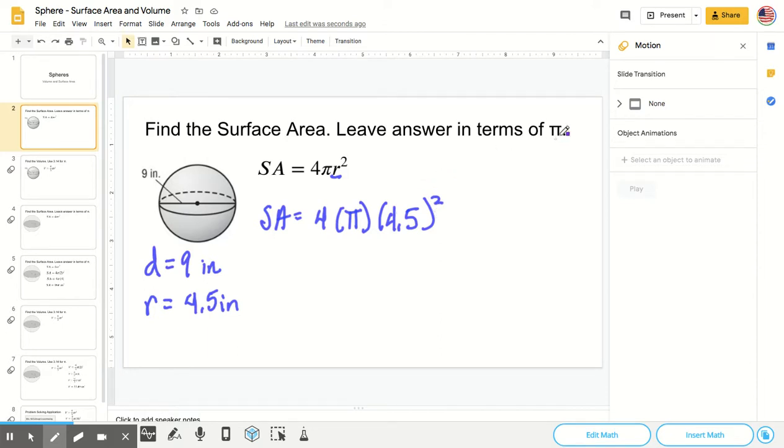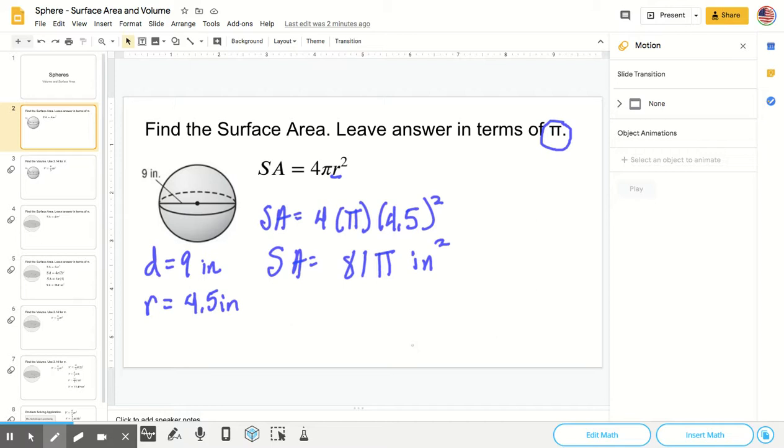Directions say to leave the answer in terms of pi. So I don't want to substitute pi for 3.14. Instead, I want to just multiply 4.5 squared times 4. And I'm going to do that with my Desmos Scientific Calculator. I'm going to do 4.5 squared times 4, and I get 81. And so my surface area is 81 pi square inches.